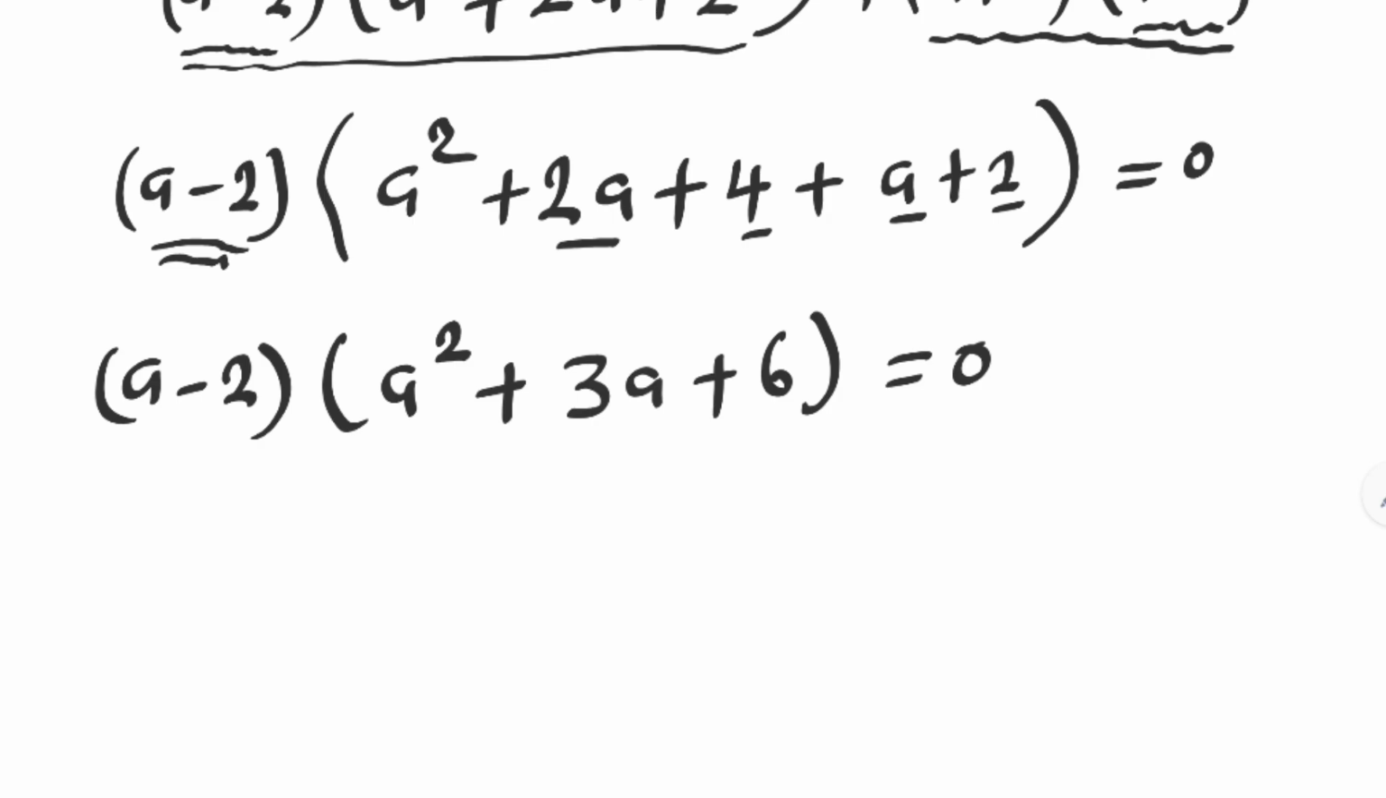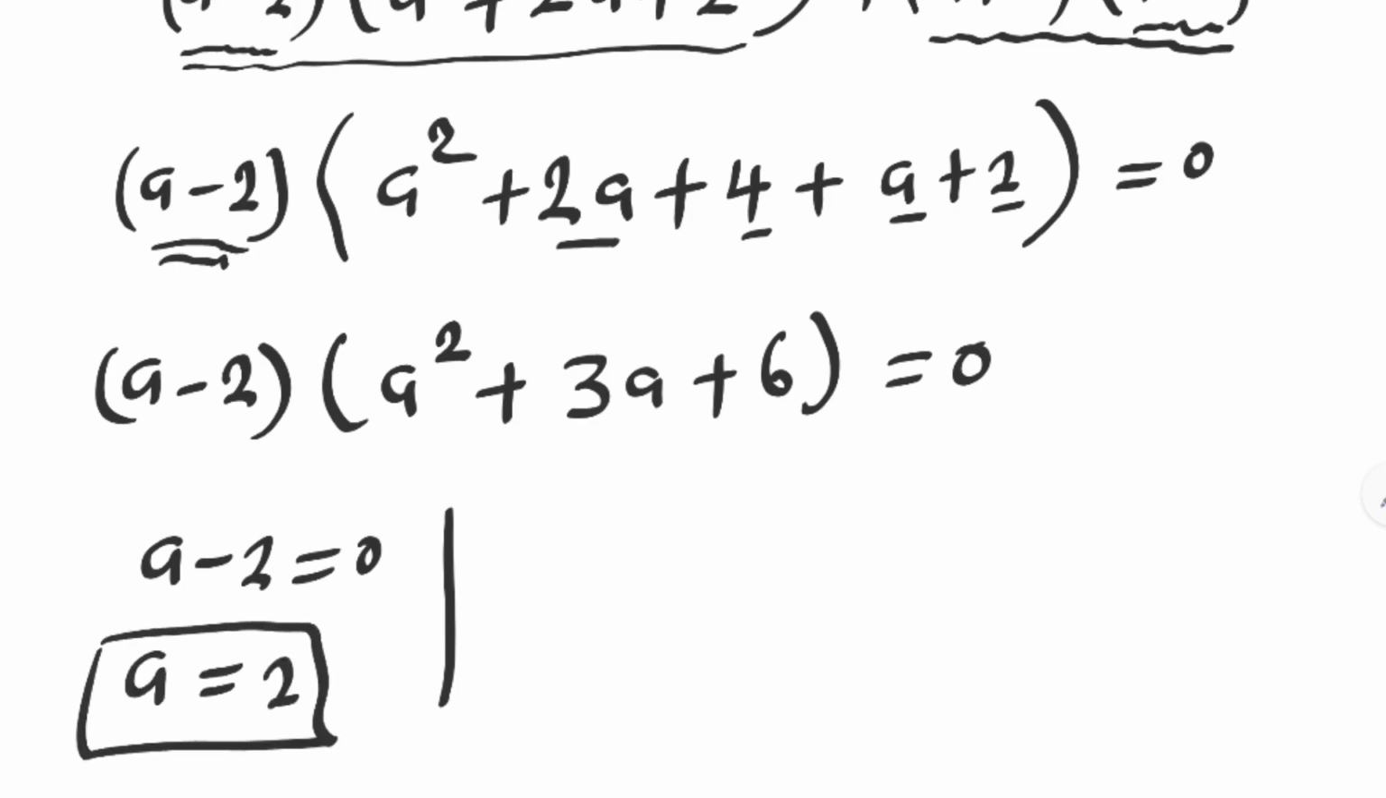There are two cases here. The first case is a minus 2 is equal to 0. A is equal to 2. This is the first value of a. And the second case is a squared plus 3a plus 6 is equal to 0.